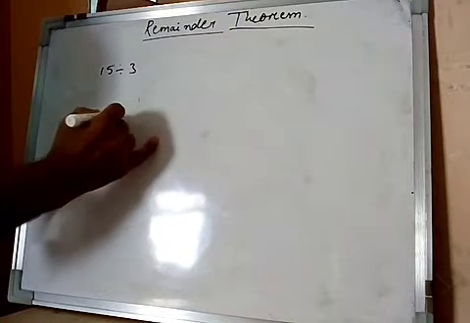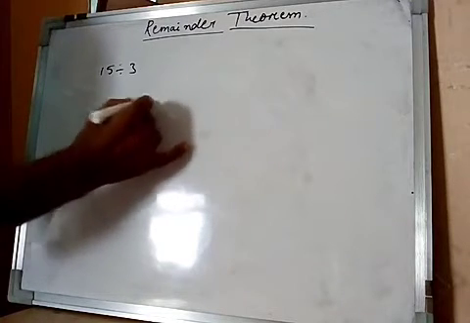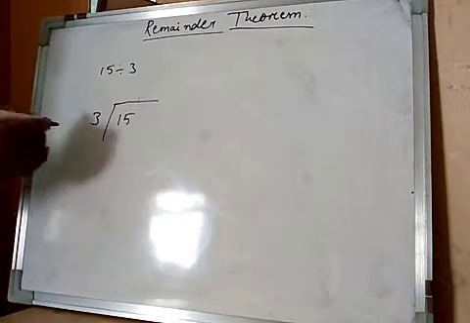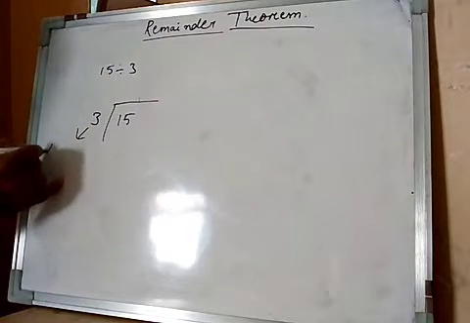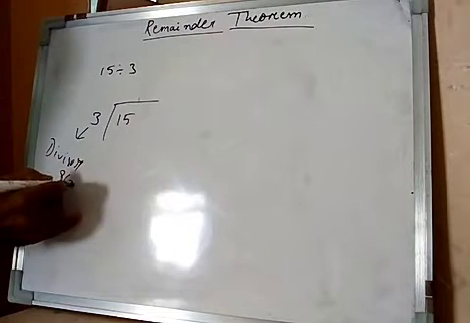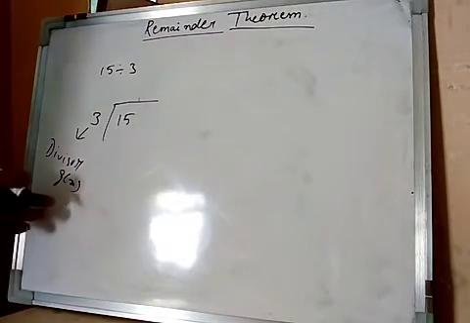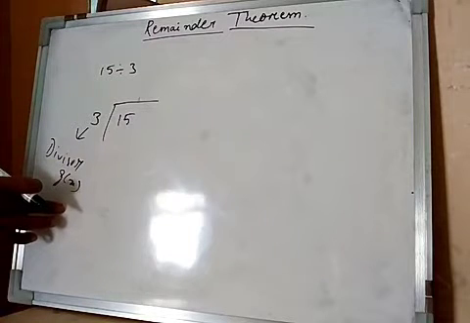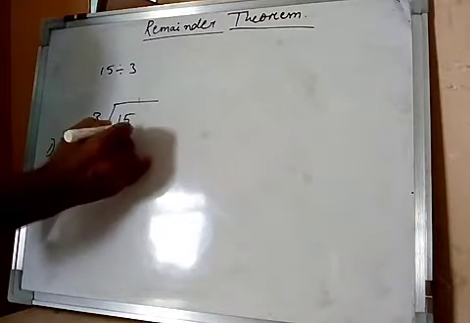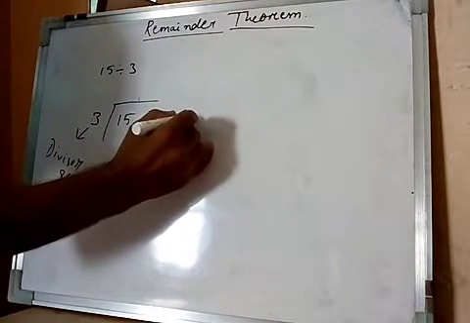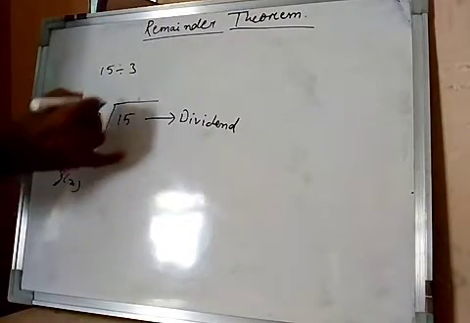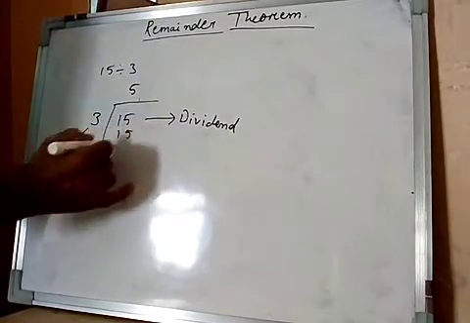Then we will write it like this: 15 divided by 3. Who is dividing? He is the divisor. So we can write here divisor. When it is a polynomial, we can say it is g(x), polynomial g in x. Now this one is the dividend. Now 3 fives are 15.